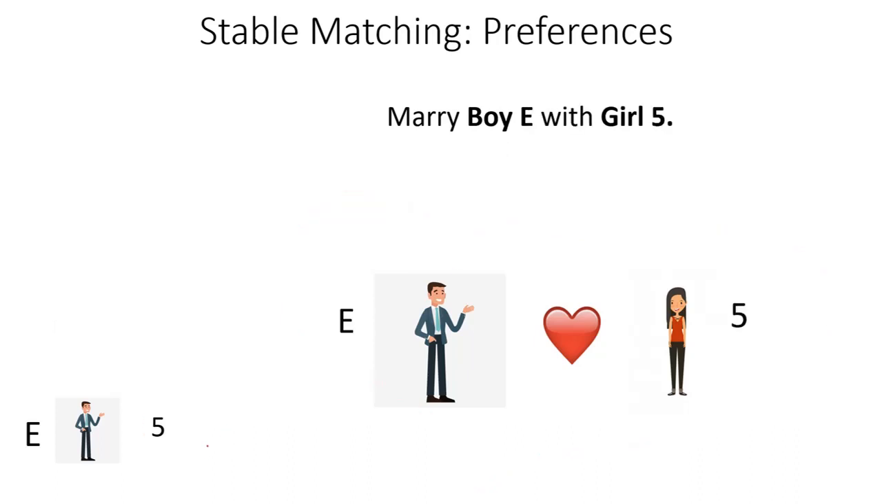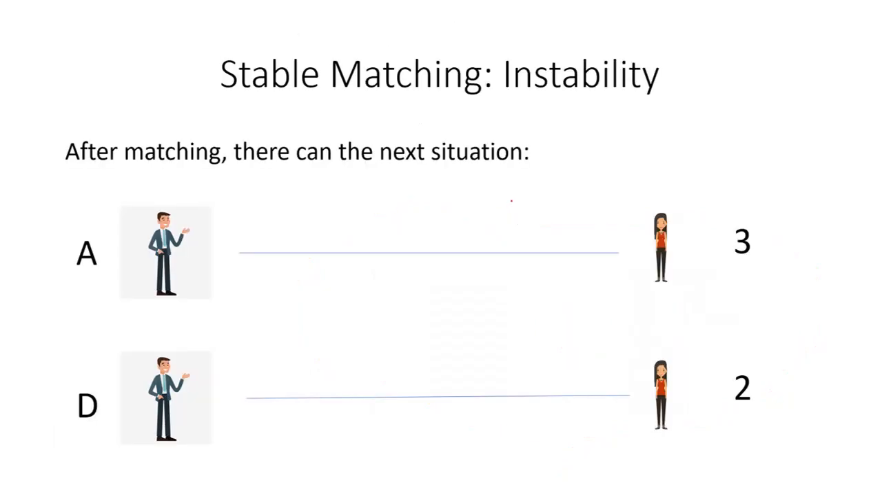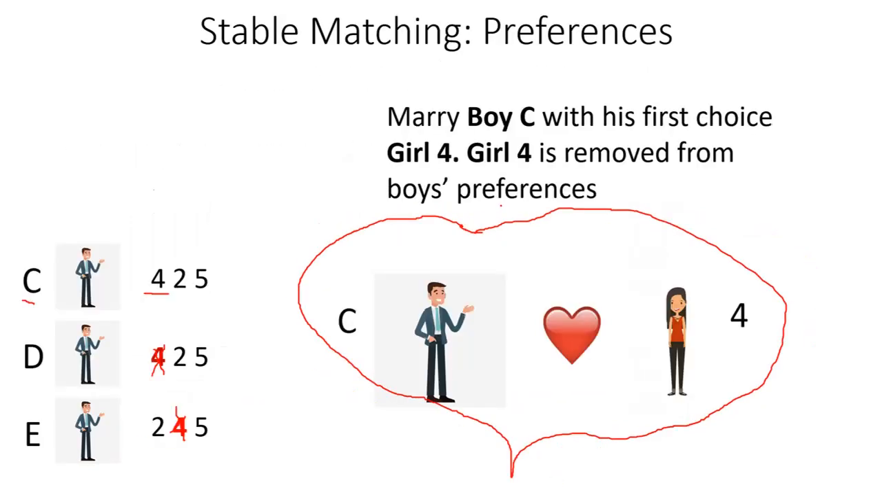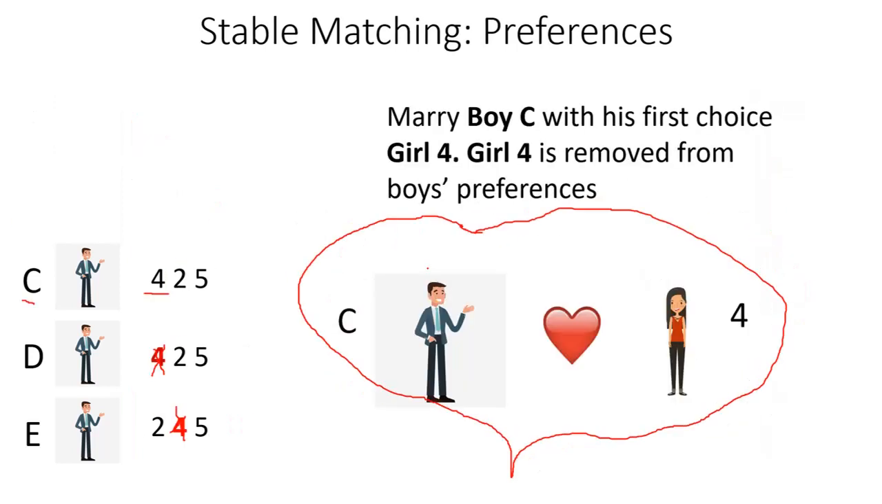Next is boy E and girl 5. At that time there are no more other girls, and boy E makes an offer and girl 5 accepts the offer, and they get married. But after this approach, we can have the next situation.